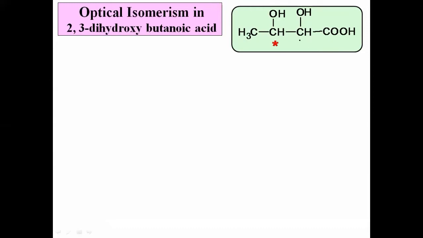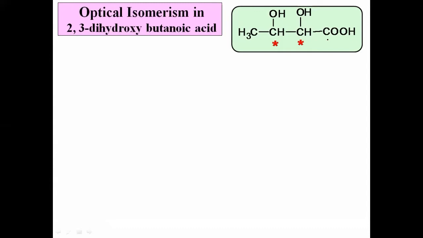Now what about the next one? This next carbon is also attached to four different atoms or groups. One is the OH, second is the hydrogen, third is the COOH, and fourth that whole group. Means that carbon is also chiral in nature, but the carbon of COOH is not asymmetric. This is not a chiral center because it is not attached to four different atoms or groups.